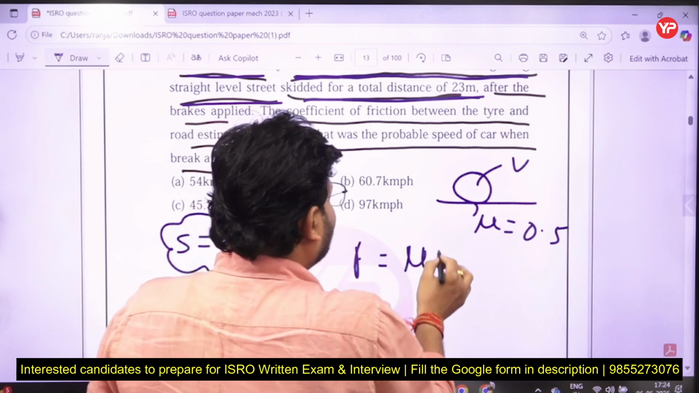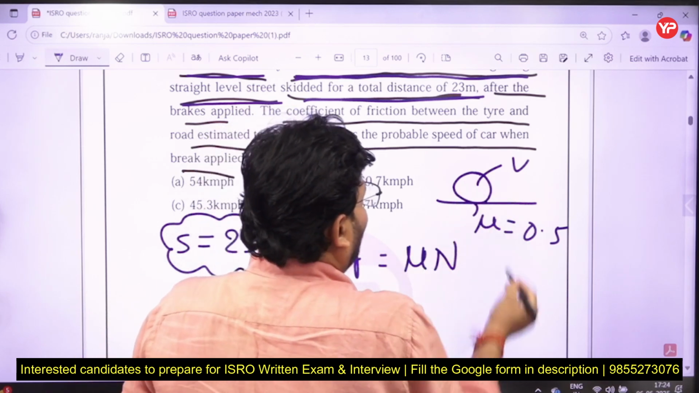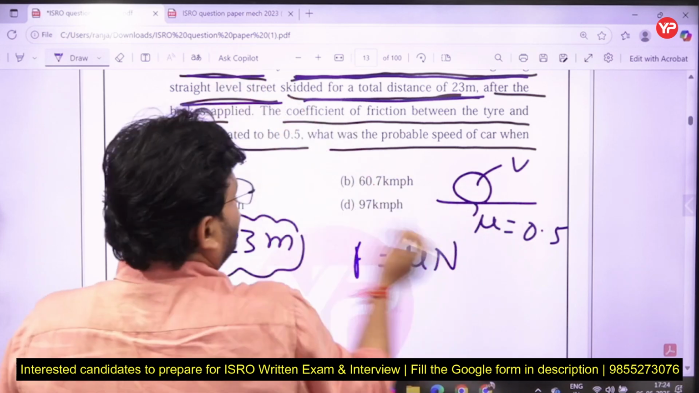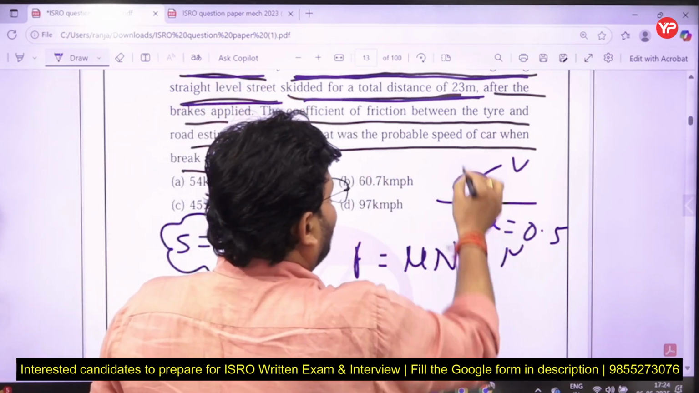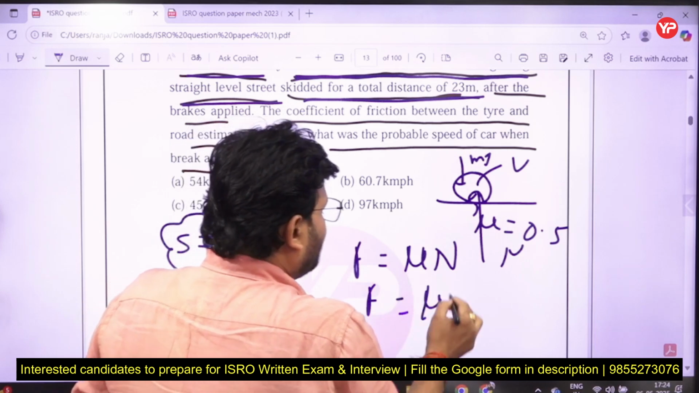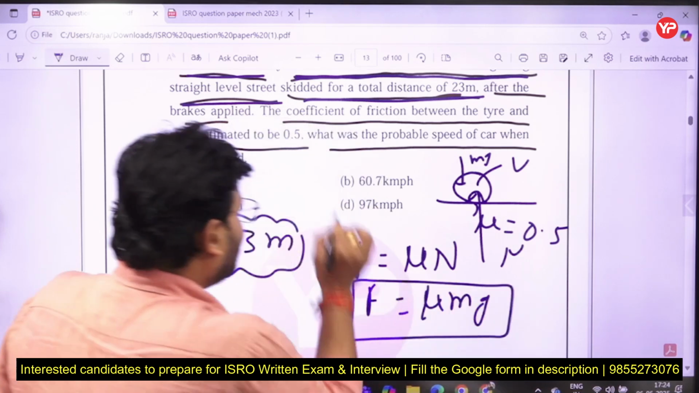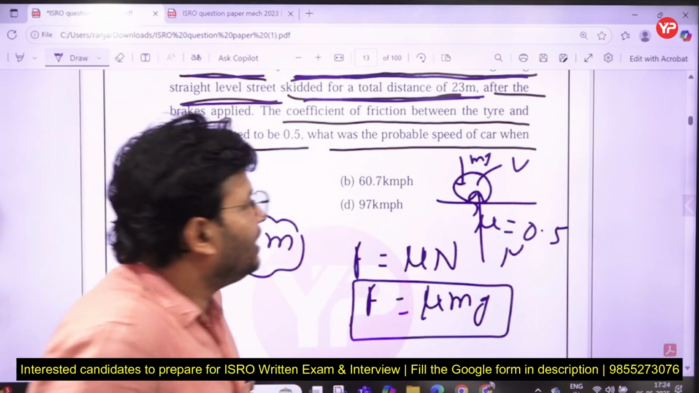Mu into N. Suppose this is a car. In the upward direction you can apply N, and downward is mg. So frictional force is equal to mu mg, right sir? In the question m is not known, but no need to worry.